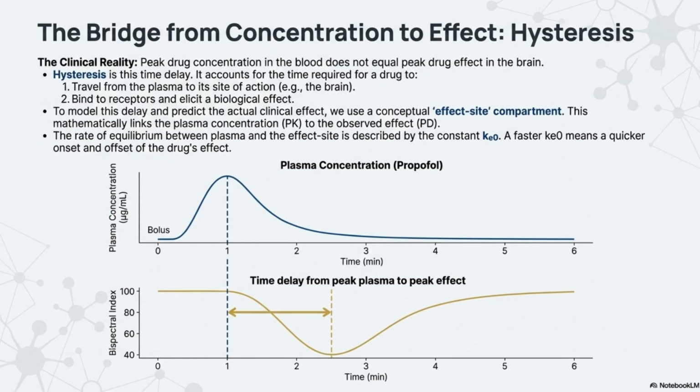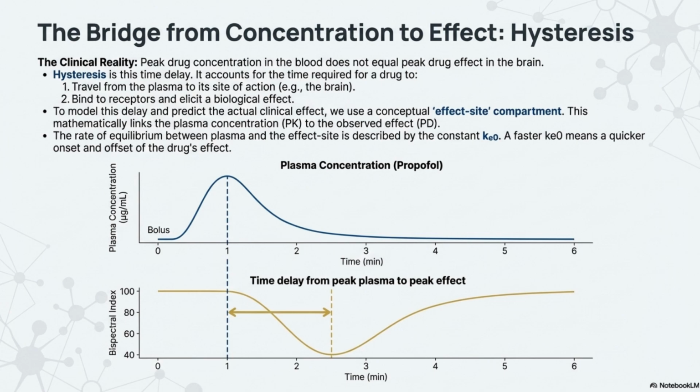Exactly. If concentrations are rising, a concentration of, say, 2 gives you one level of effect. If concentrations are falling, that same concentration of 2 gives you a different, deeper level of effect. It creates this predictive loop. So how do we solve that clinically? It sounds like a mess.